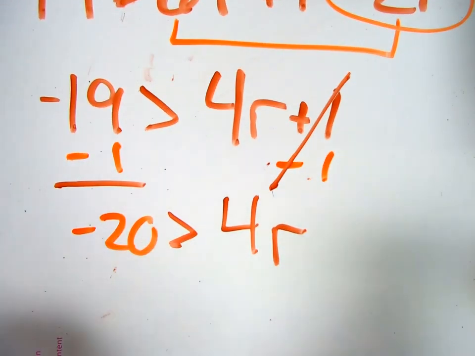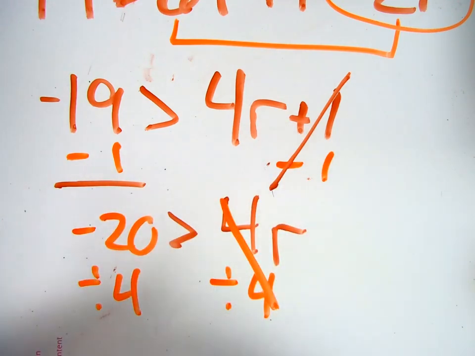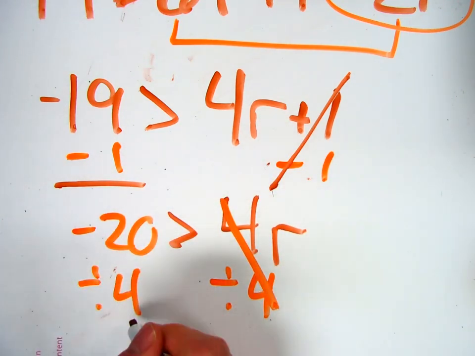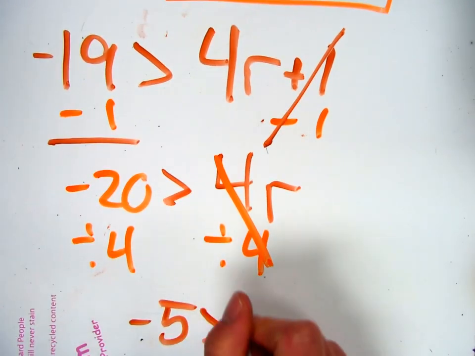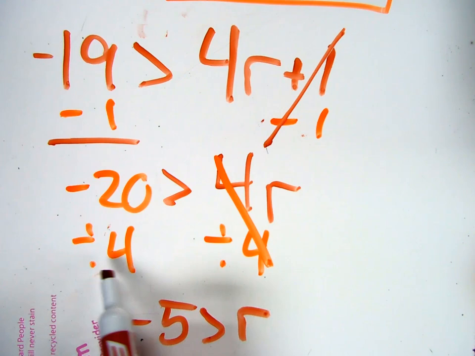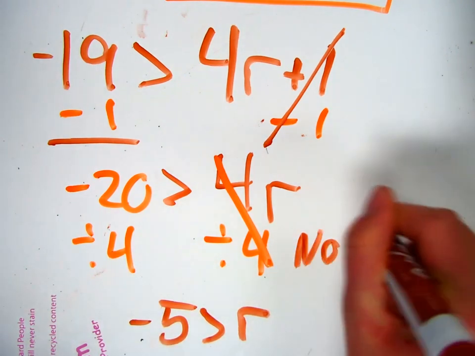To get rid of the 4, I'm going to divide by 4 on both sides. Those cross out. Negative 20 divided by 4 is negative 5, and the inequality symbol stays the same because we did not divide by a negative on both sides. So this time there is no flip.